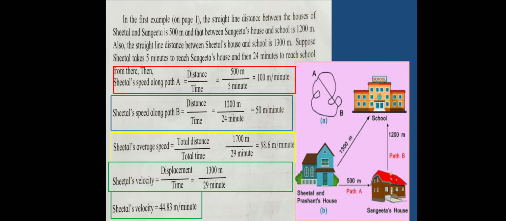So in this video we have learned speed and velocity. In the next video we'll see the effect of speed and direction on velocity, and uniform and non-uniform linear motion.